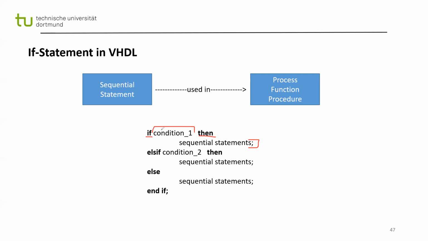If the condition 1 is not met, then we move to the else if, where we have another condition, followed by a then, followed by sequential statements. Finally, if both the first and second conditions aren't met, then we move to the else statements where we execute some sequential statements. And finally, we end our if statement.